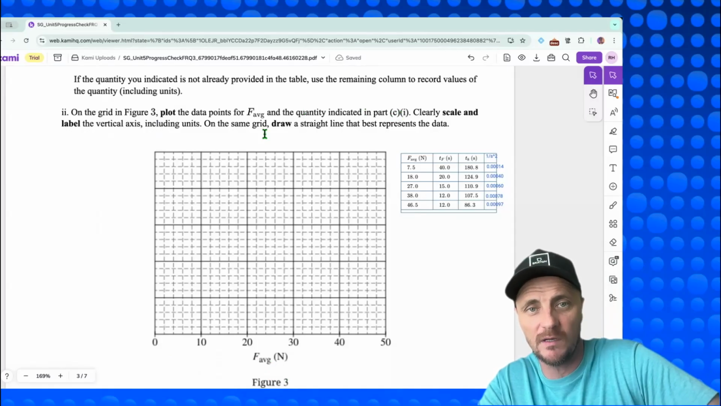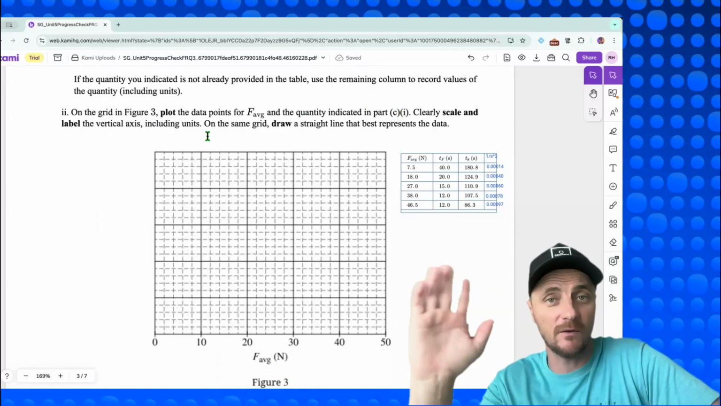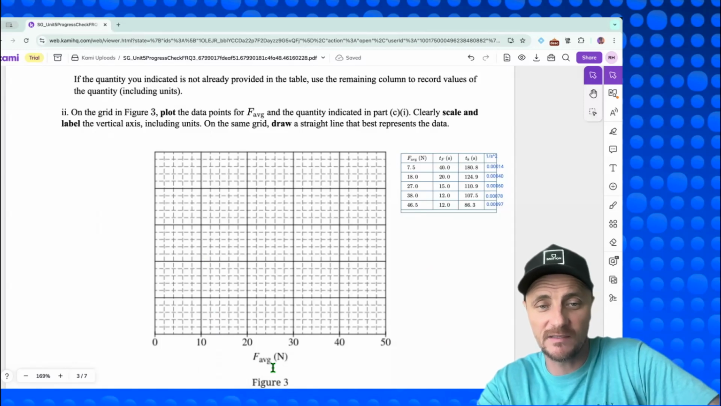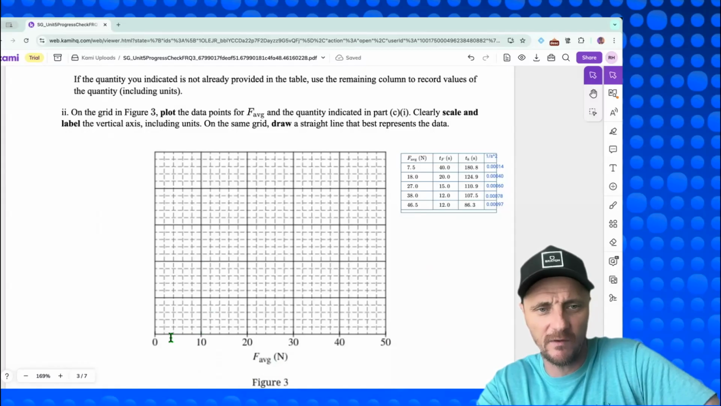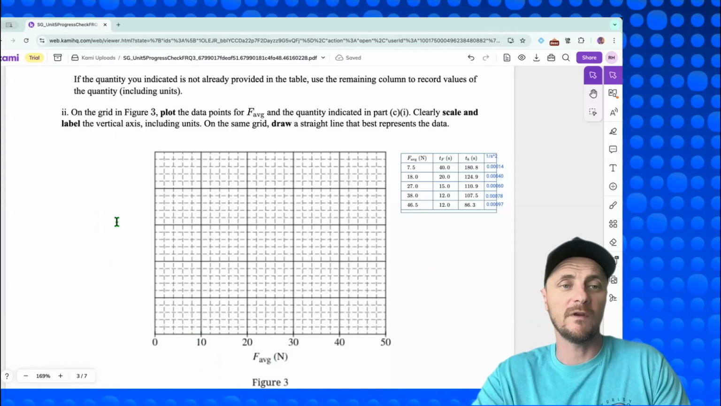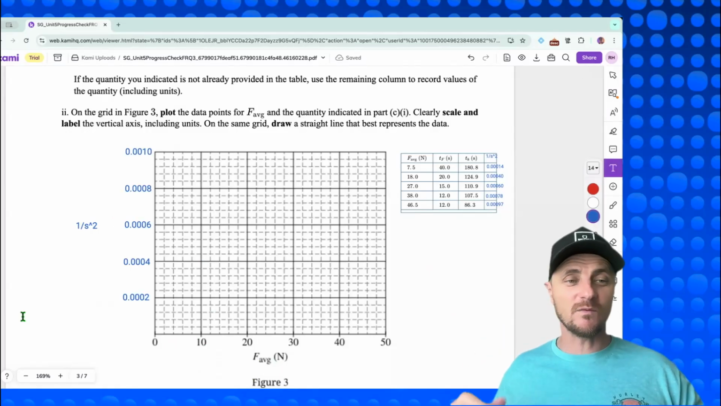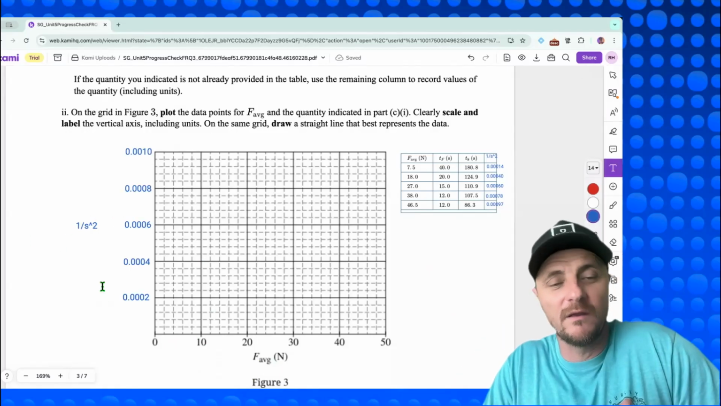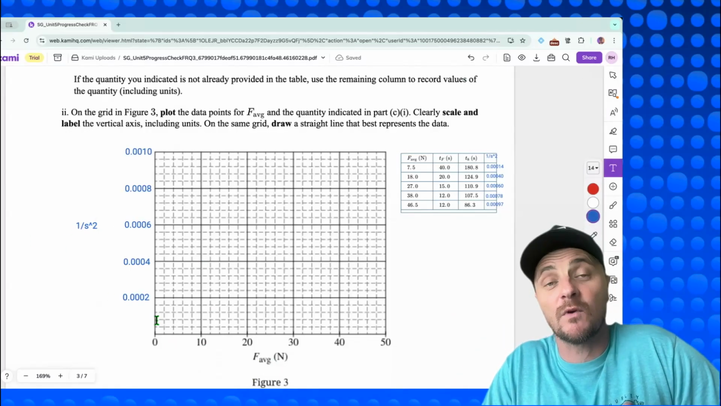All right, C2: on this grid, plot the data points for F average and the quantity indicated in part C1. Scale, label, do all this stuff. Okay, let's do it. So our x-axis is force average, and we can see our scale is 2, 4, 6, 8, 10. So every one of these boxes is 2 newtons. And over here, there's our y-axis.